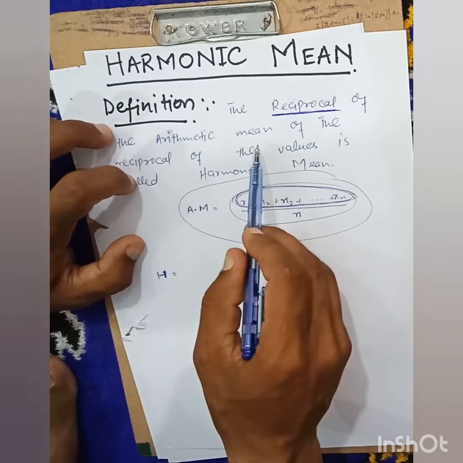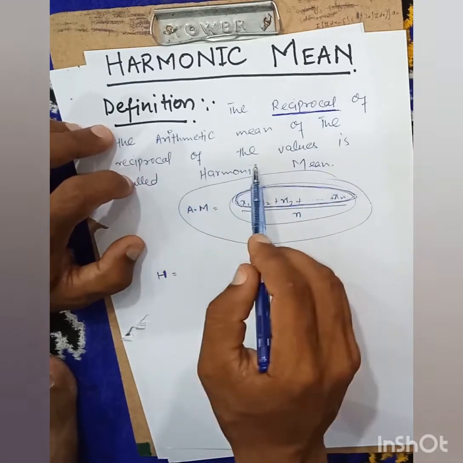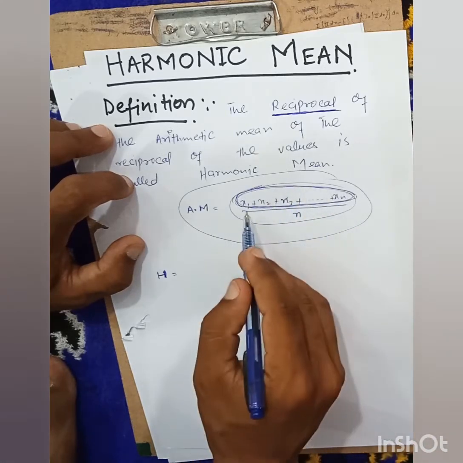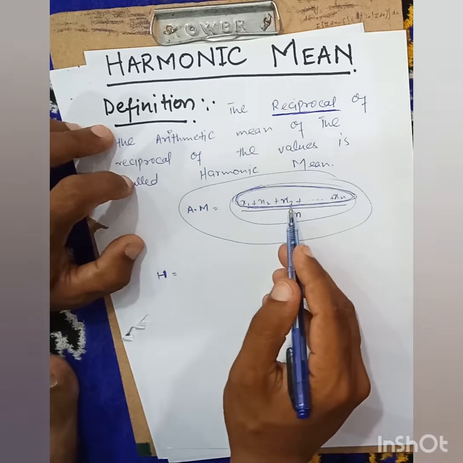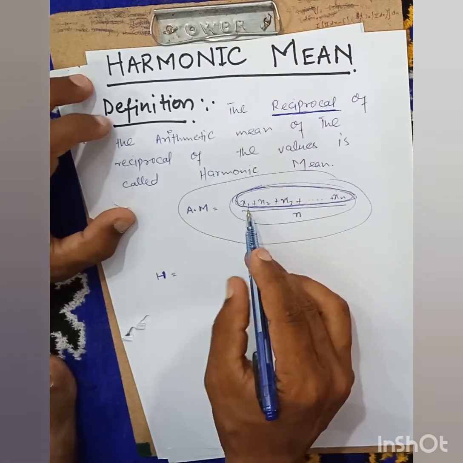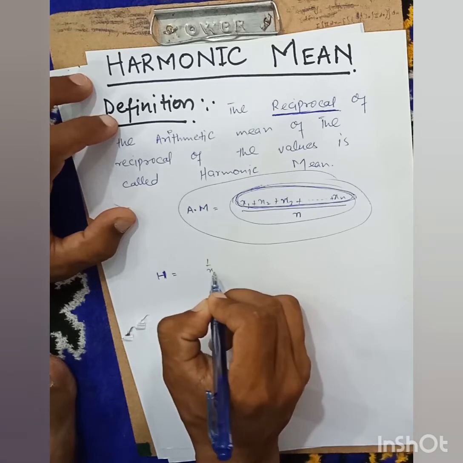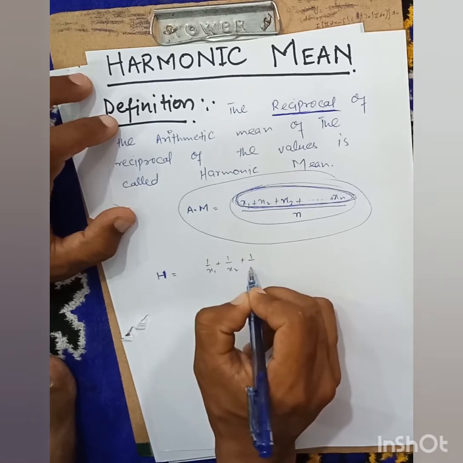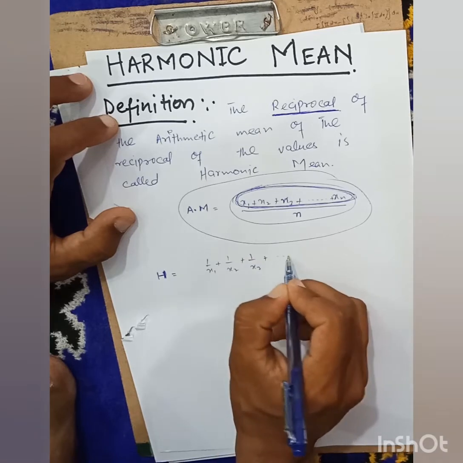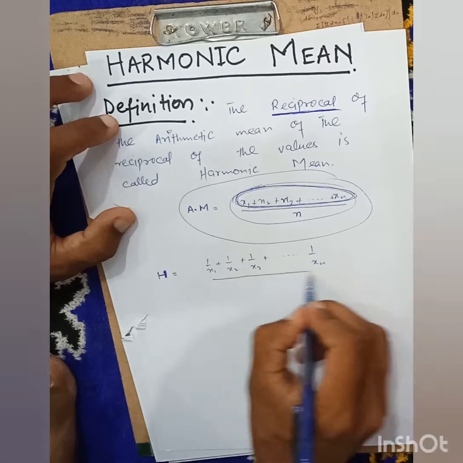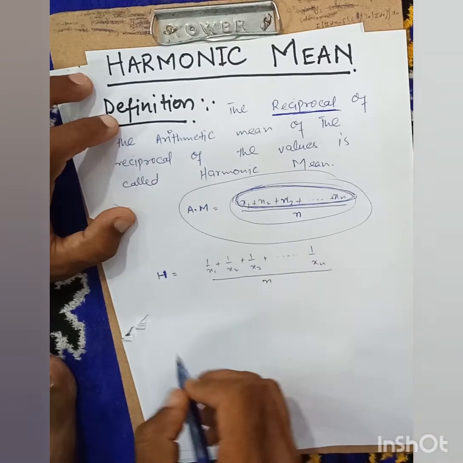The reciprocal of the arithmetic mean of the reciprocal of values. We would take the reciprocal of these values, x1, x2. So the reciprocals of these values come out as 1 by x1 plus 1 by x2 plus 1 by x3 up to 1 by xn, divided by n.